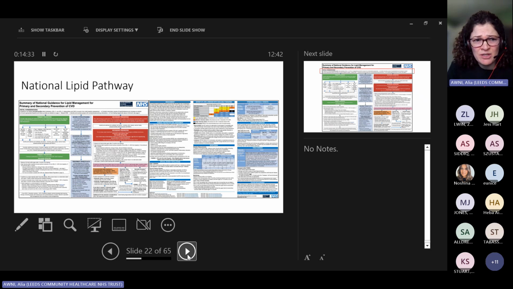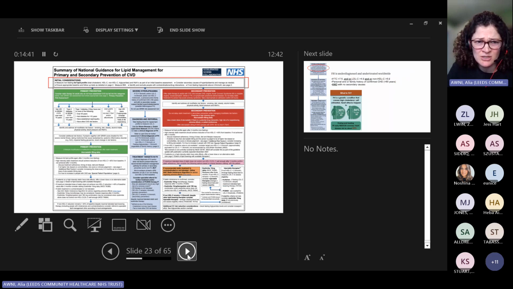So I always refer to the National Lipid Pathway. I hope you all use this guidance, and there is a lot of information that I can find on here. I focus on the middle part, which is about the FH.